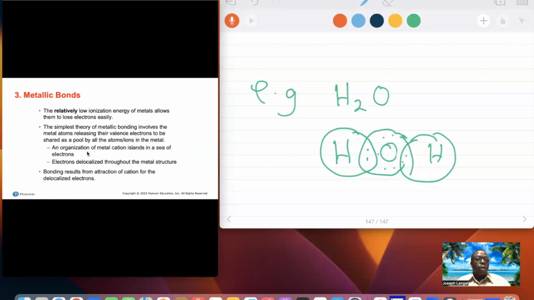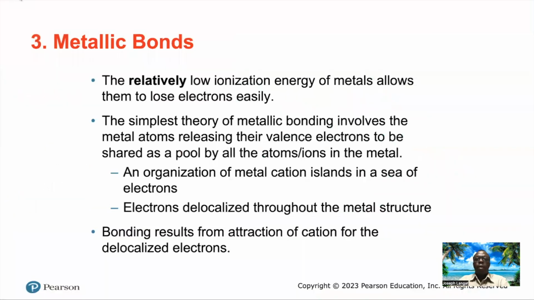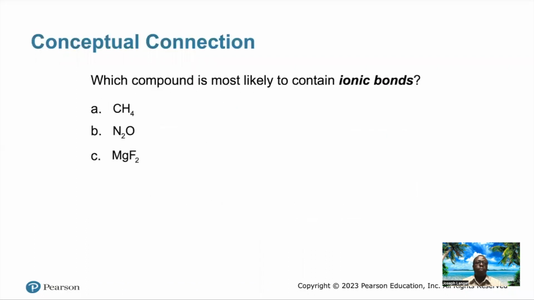Lastly, the type of bond which I want you to learn is the metallic bond. Because of the low ionization energy of metals, they lose electrons easily, in this case valence electrons. The simplest theory of metallic bond involves metal atoms releasing their valence electrons to a shared pool of ions. Read more on metallic bonding.